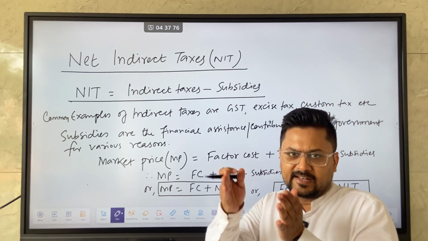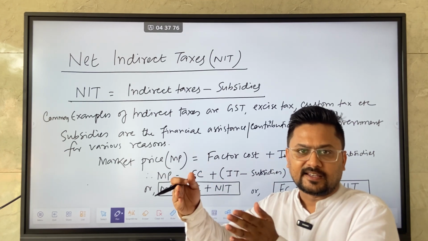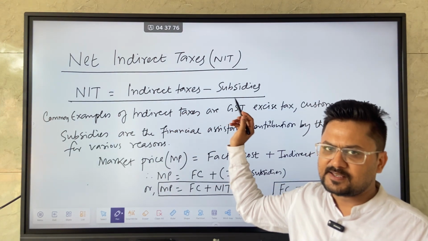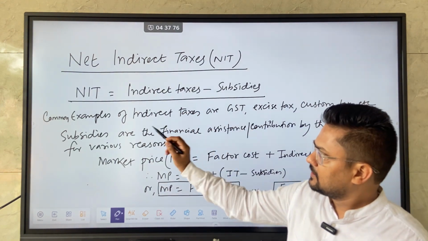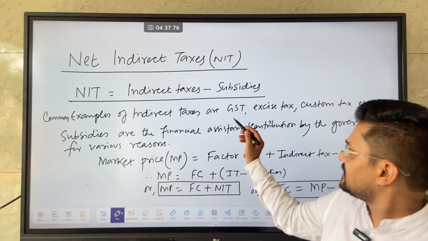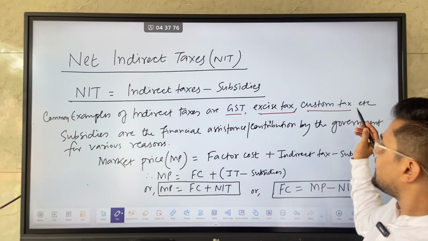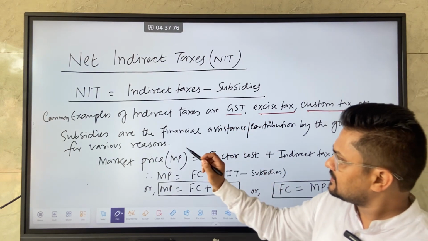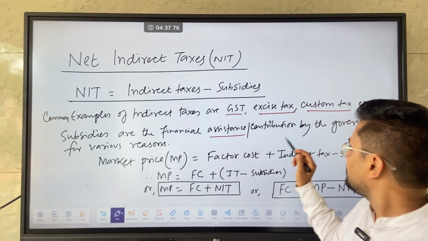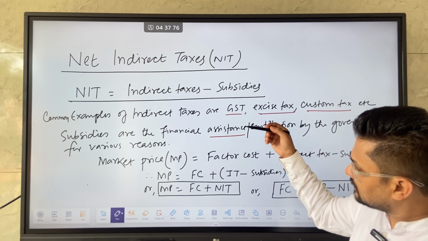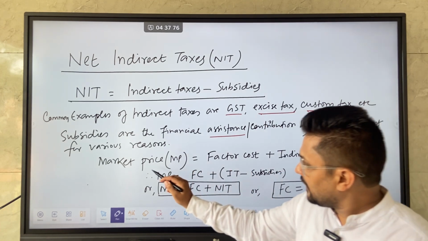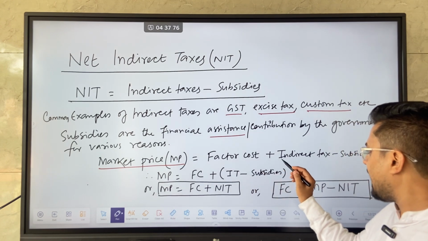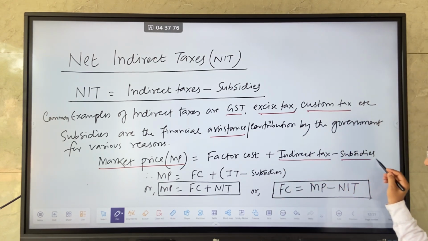जब भी हमें net indirect tax find करना है तो हम क्या करेंगे? We should have the value of indirect taxes and subsidies. So we are going to subtract. As I mentioned, GST, excise tax, customs tax are all common examples of indirect taxes, and subsidies are the financial assistance. So what is the relationship? Whenever we have to find market price, remember we have to add indirect taxes and subtract subsidies.